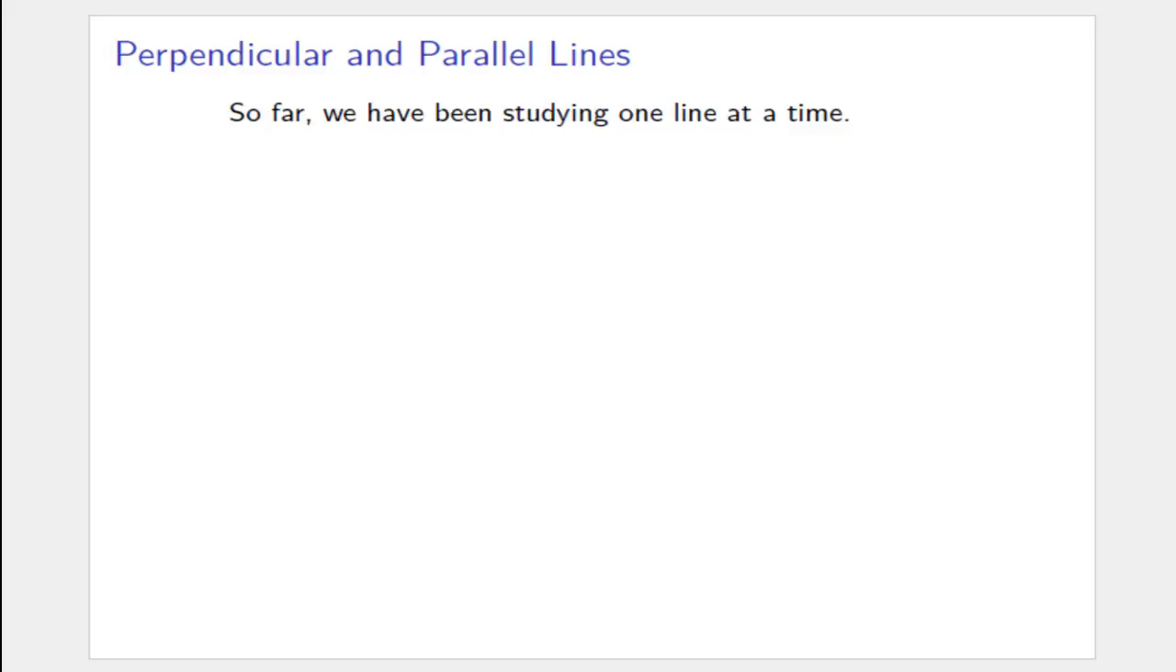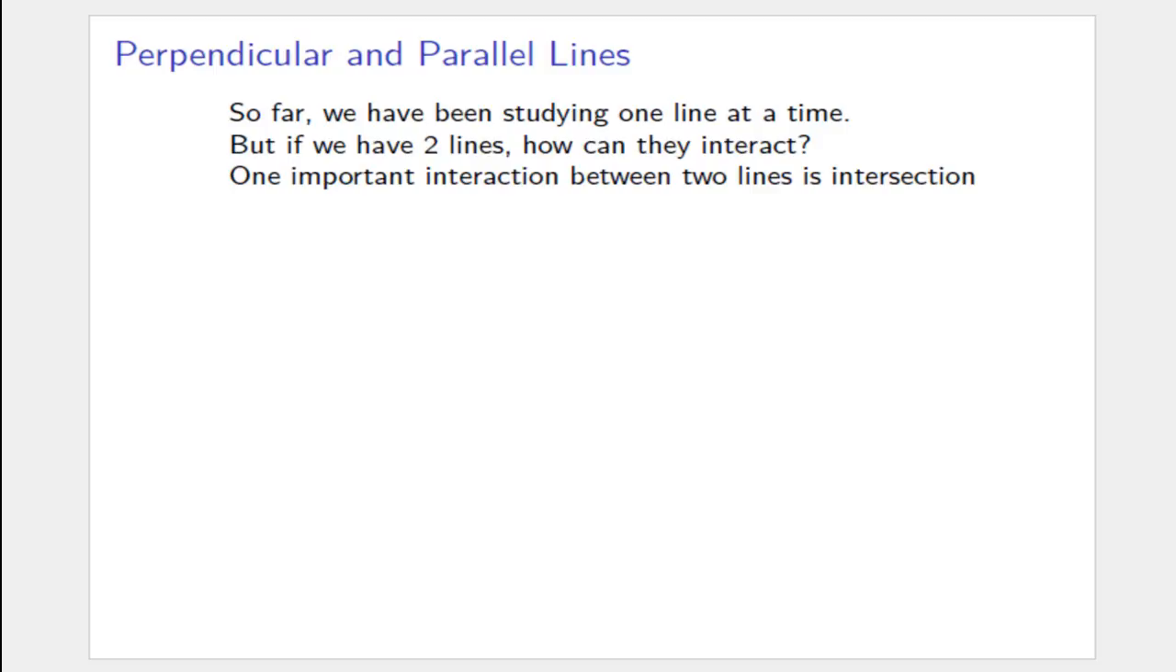So far, we have been studying linear equations one line at a time. But what if we have two lines? How can they interact with each other? One important interaction between two lines is intersection, when the two lines meet.